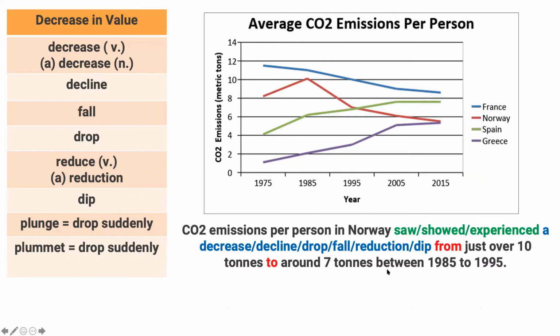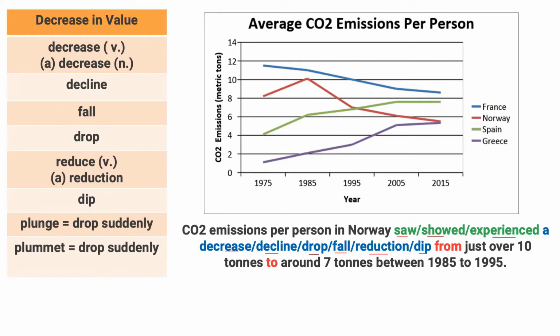Our next sentence has a couple different things. It says CO2 emissions per person in Norway saw, showed, and experienced a decrease, decline, drop, fall, reduction, and dip from just over 10 tons to around 7 tons between 1985 to 1995. So remember, this is just like our other example with increases. We've got our 3 lovely verbs, saw, showed, and experienced, with the noun form of these verbs. So notice decrease is the same.